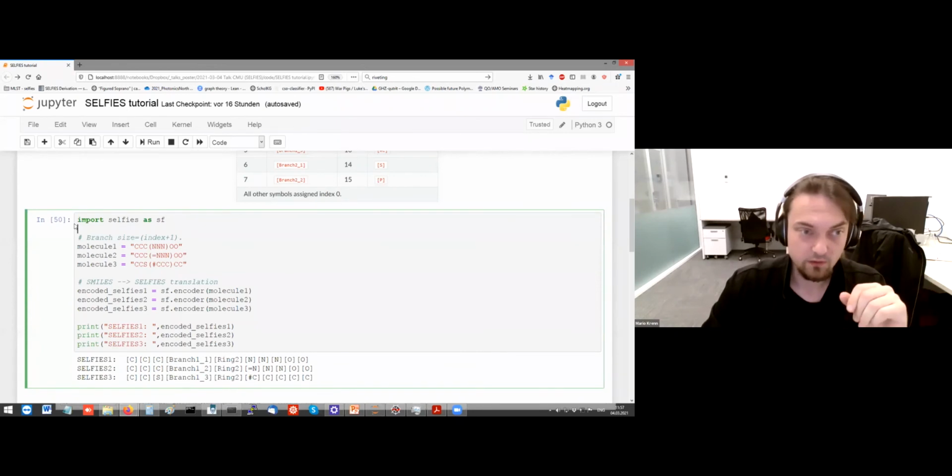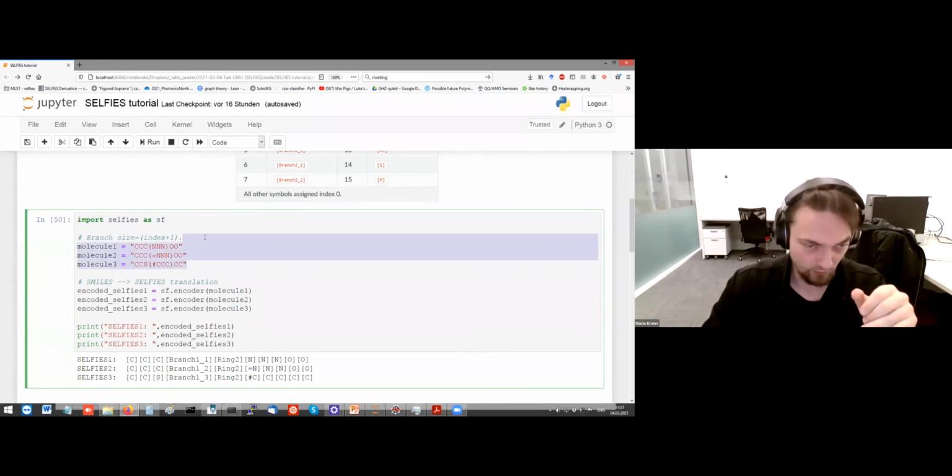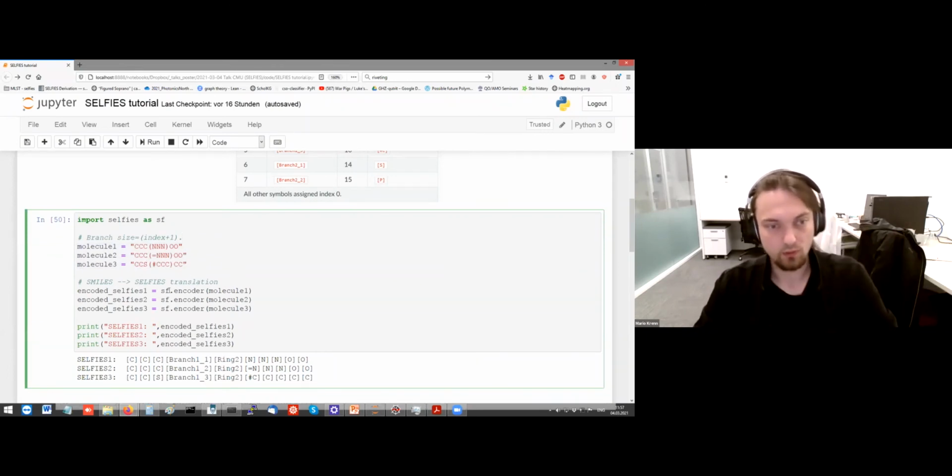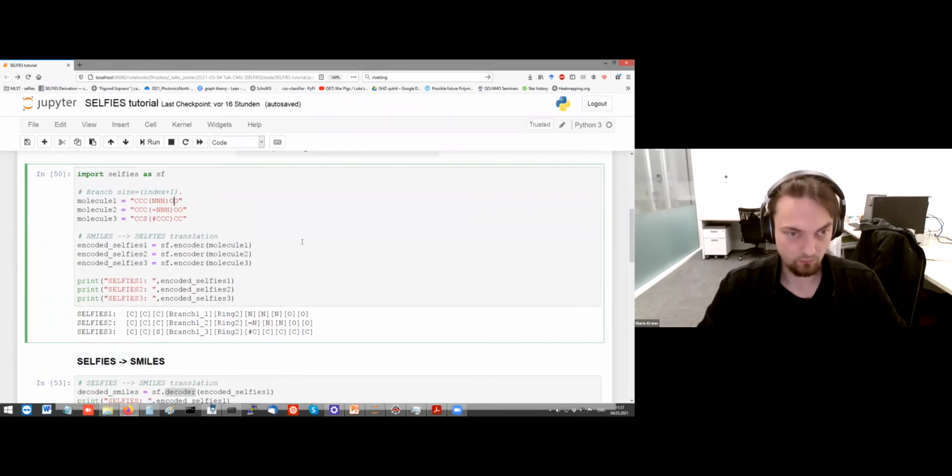So when you have this, you import it, and here we have 3 molecules. And to translate the molecule to SELFIES, you just write selfies encoder of the molecule, this, and that's it.